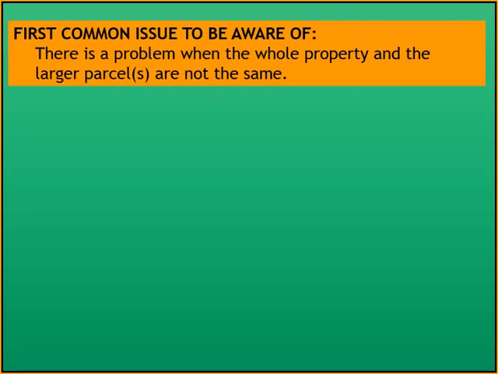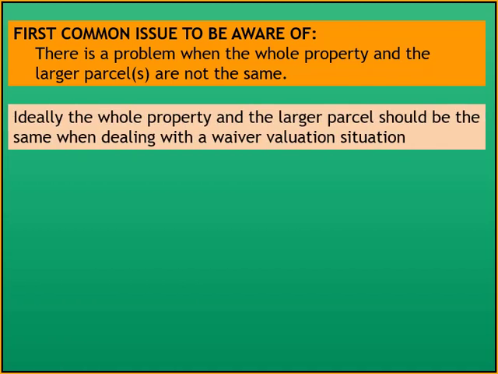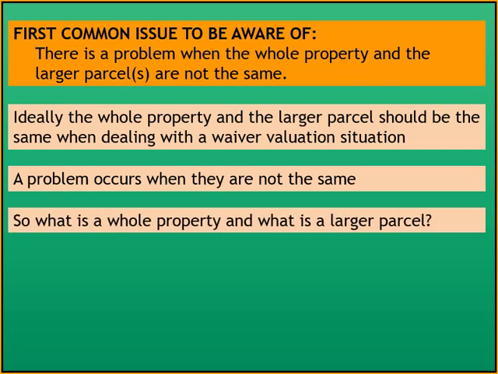So let's talk about the first problem. There's a problem when the whole property and the larger parcel or parcels are not the same. Ideally, the whole property and the larger parcel should be the same when dealing with a waiver value situation. A problem occurs when they are not the same. So what is a whole property and what is a larger parcel?